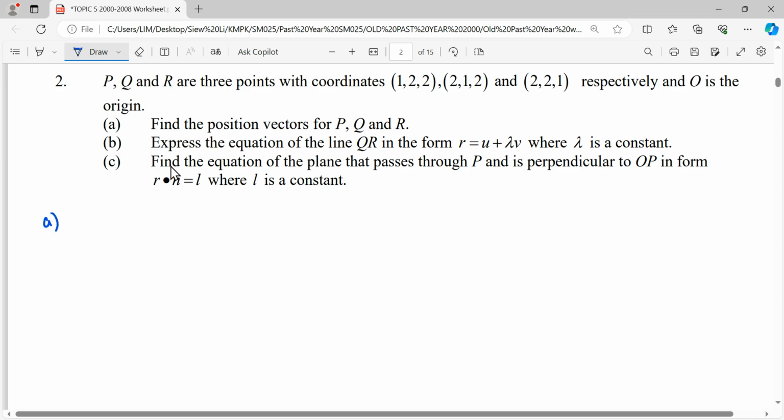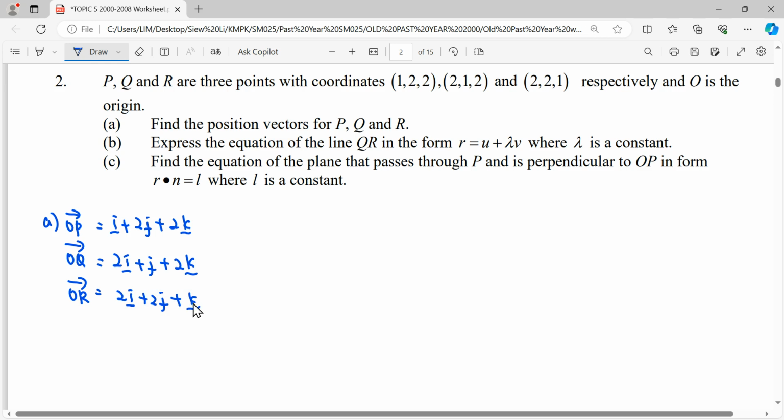Position vectors means from origin to the coordinate respectively. So the position vectors for P, Q, R are referred to as OP, OQ, and OR, which can be referred to by their coordinates. So change the coordinate to vector, which is 1i plus 2j plus 2k. For coordinate Q, 2i plus j plus 2k. For coordinate R, 2i plus 2j plus k.